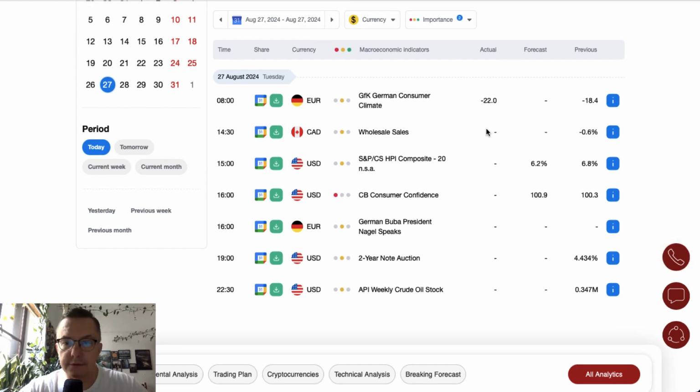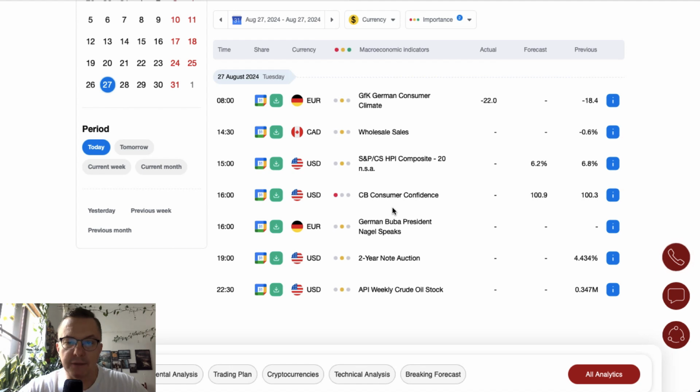During the US session, we got data from Canada. Wholesale sales are scheduled for release at 2:30. Then we got the HPI composite data from the US. The market participants expect a drop from 6.8% to 6.2%. And the key event of the day is scheduled for release at 4 o'clock.